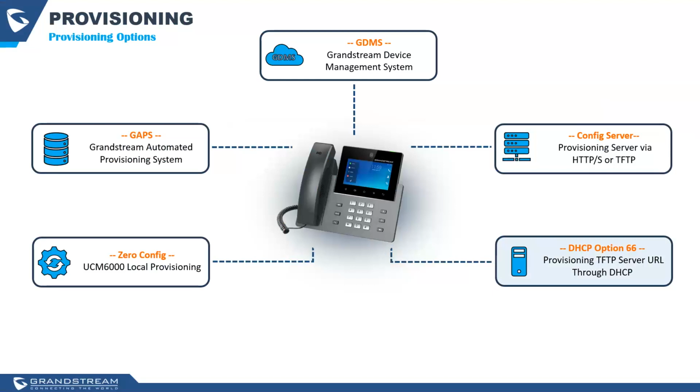So when deploying many devices in the same network, passing the config server path through the DHCP option 66 could be very useful considering the overhead of manual configuration. And again, DHCP option works only in a local environment.